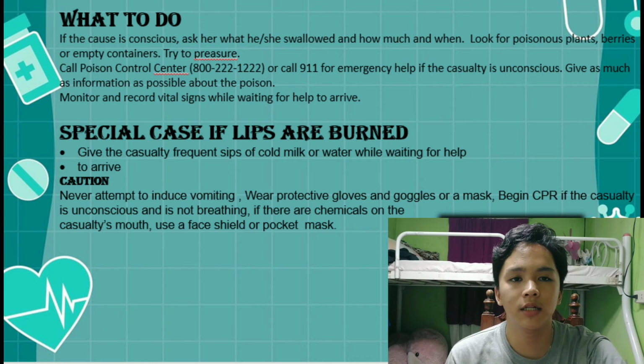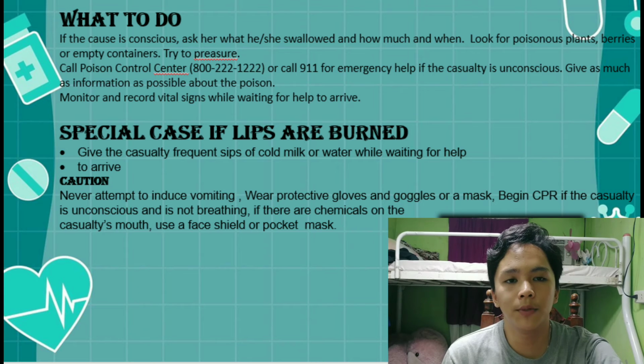So meron ding special case if yung lips natin is burned. So ang pwede natin gawin is painumin natin or idampi lang natin dun sa labi niya yung cold milk or yung water. So caution, kung tayo mag-attempt or mag-i-induce ng vomiting, if yung patient is nakalunok ng poison, mag-wear dapat tayo ng mga protective gloves, goggles or mask.